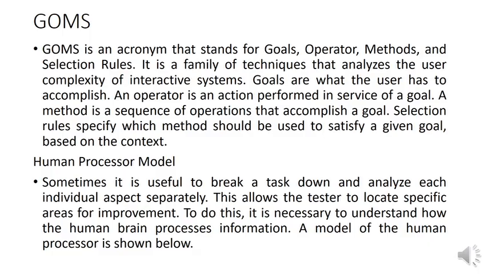Goals are what the user has to accomplish. An operator is an action performed in the service of the goal. A method is a sequence of operations that accomplish a goal, and selection rules specify which method should be used to satisfy a given goal based on context.